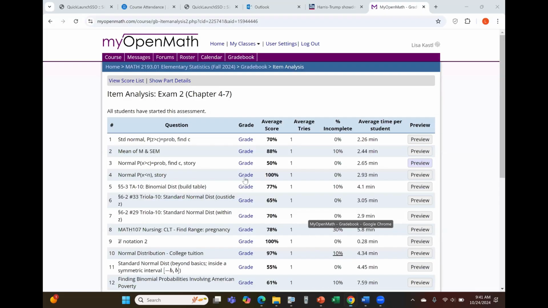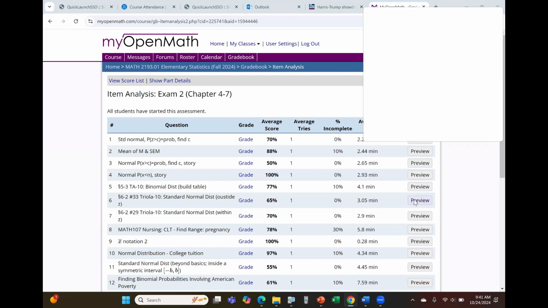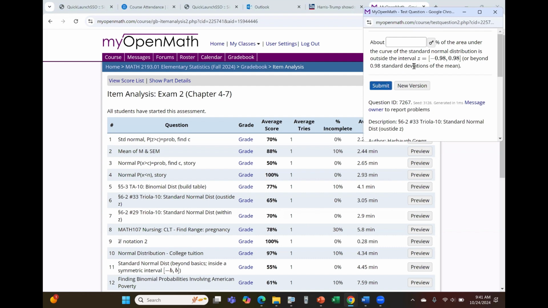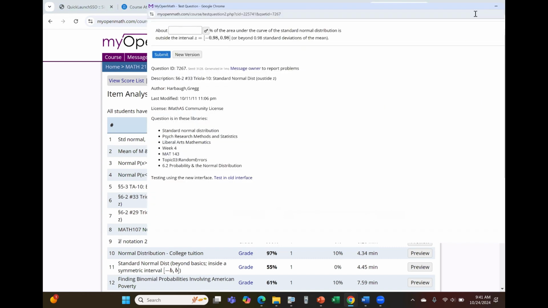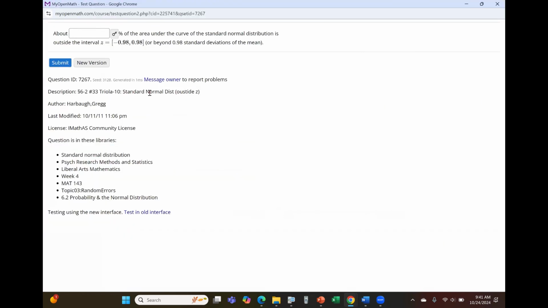So let's look at another one that's a 50%er. The 65% is a little problematic. If you do 70% or above, that's considered fairly normal. Outside the interval, and we talked about this one in class. We did this in class, and then I did it on the review. So twice you saw me demo this.